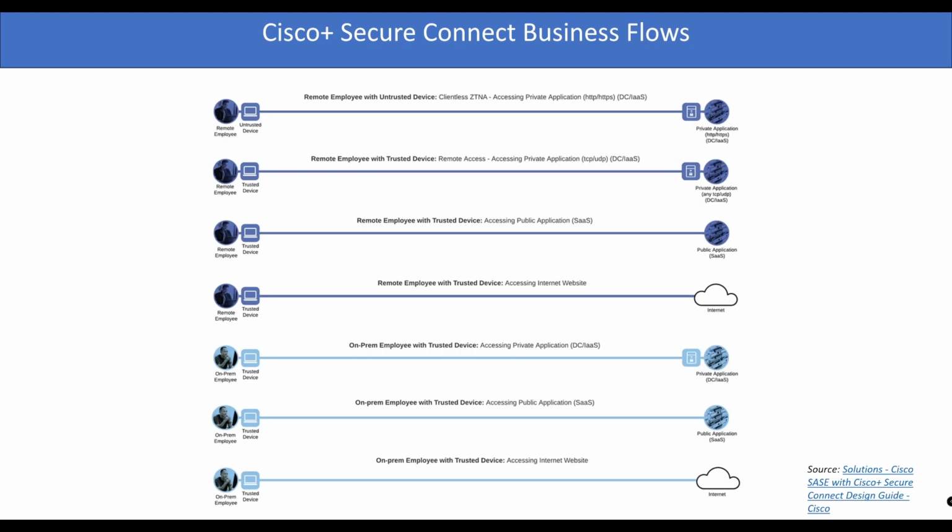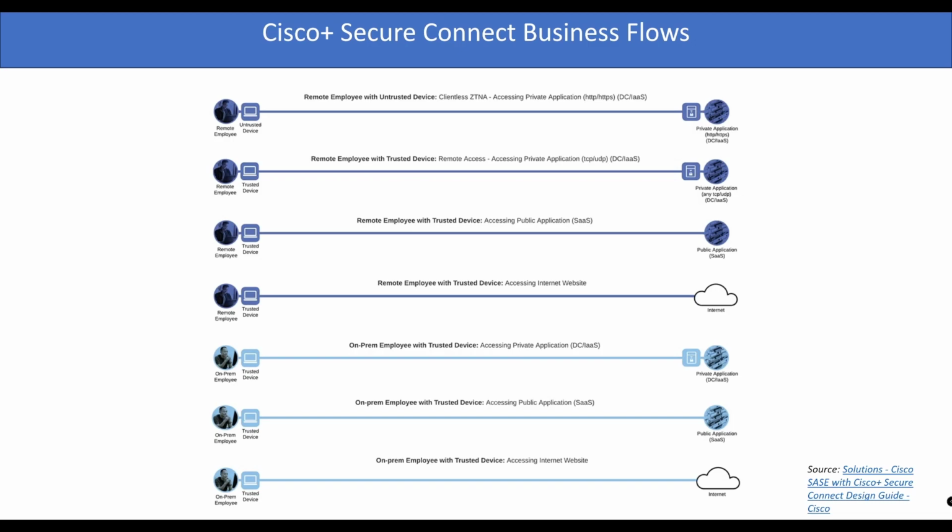The first use case, or business flow, is around remote employees with untrusted devices. This is a remote employee that is likely not to have the Cisco Secure Client for being able to access internal applications, such as private applications, using the client. So what we're going to look at here is a remote employee with an untrusted device, and this is going to focus all around that clientless ZTNA piece, so accessing those private applications while using an untrusted device.